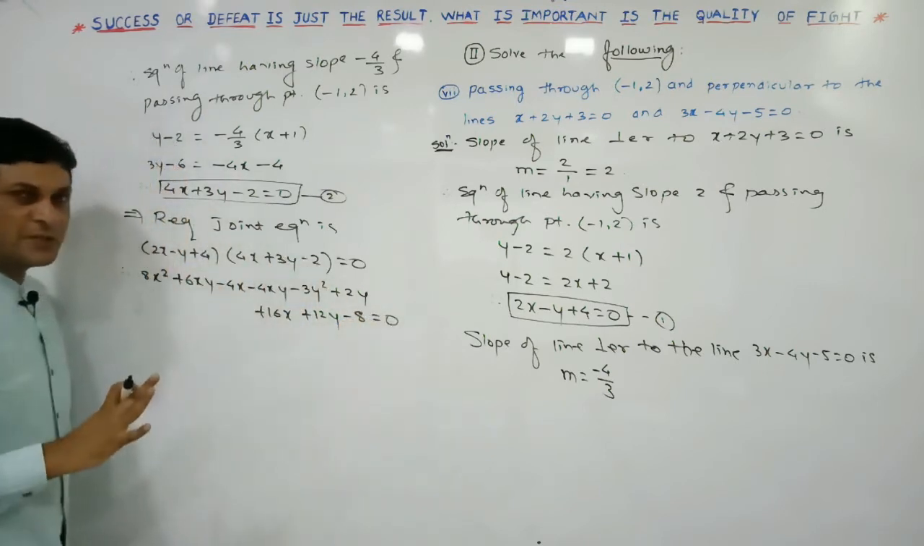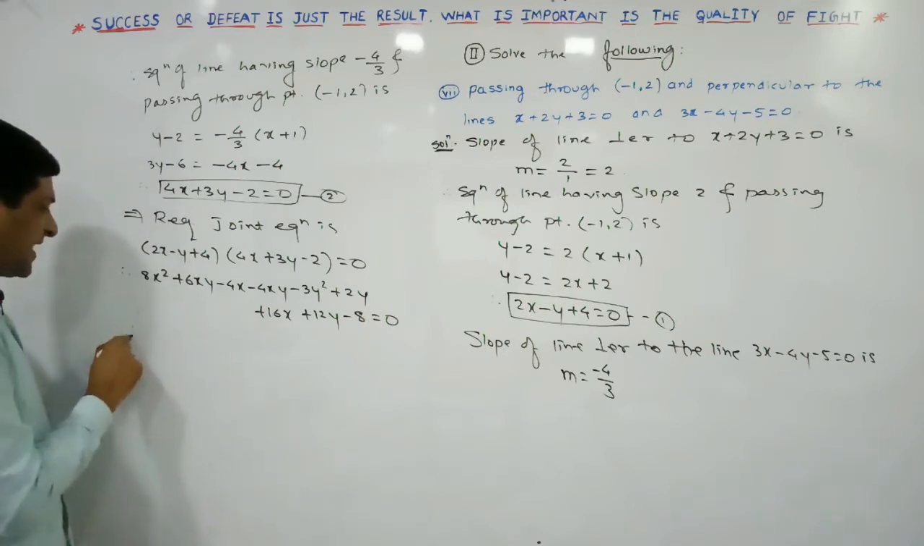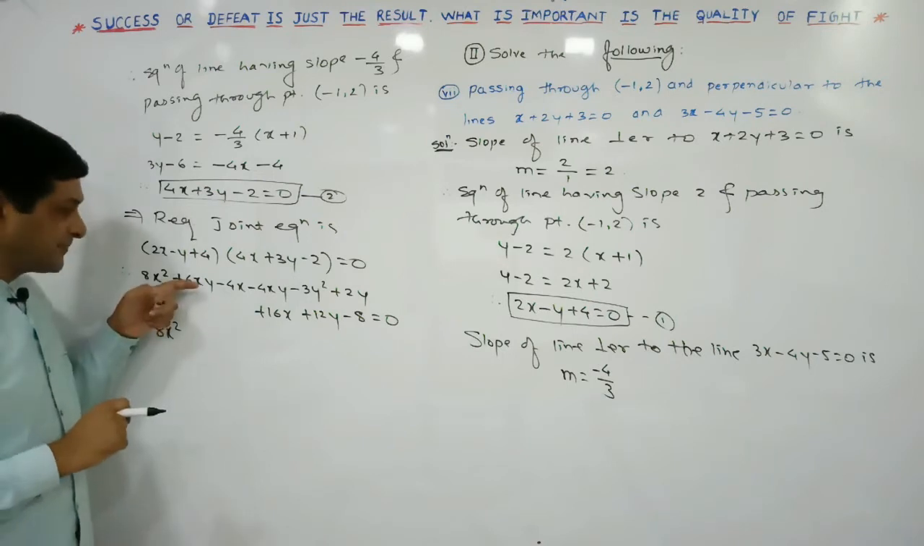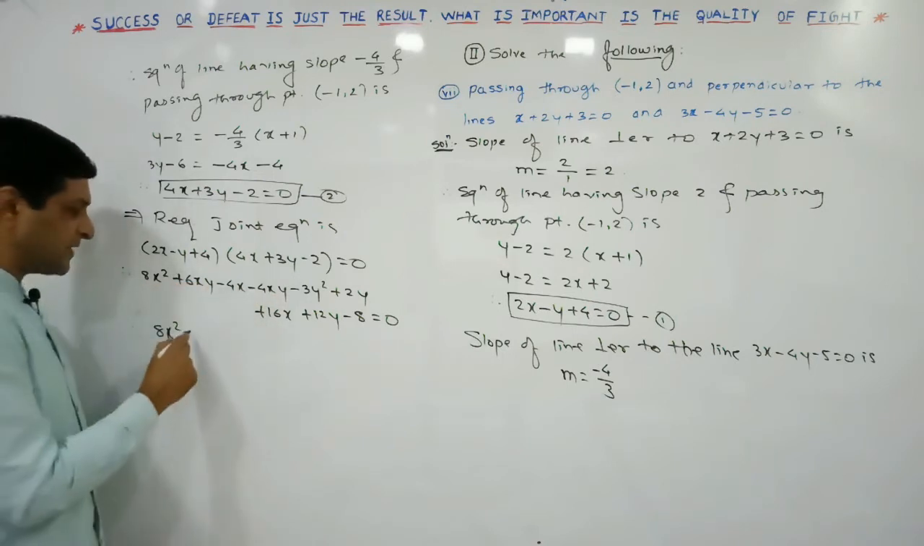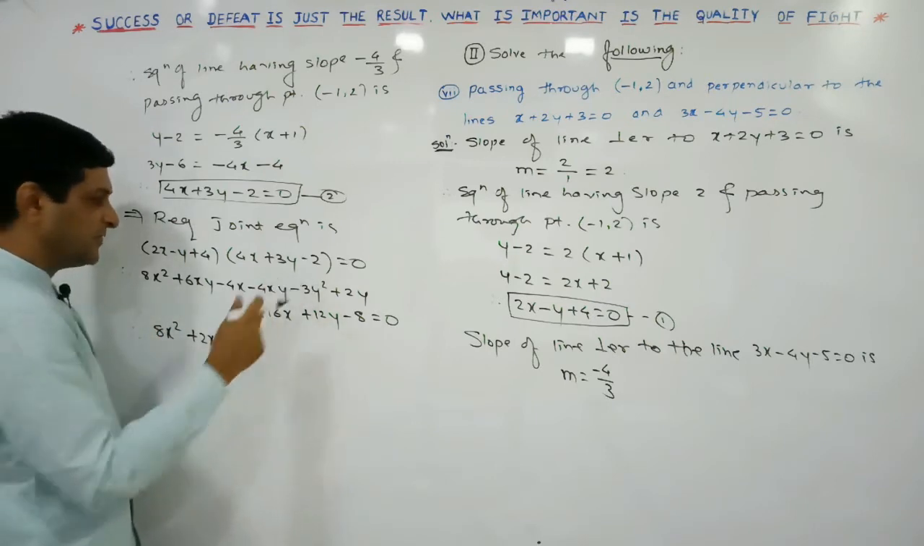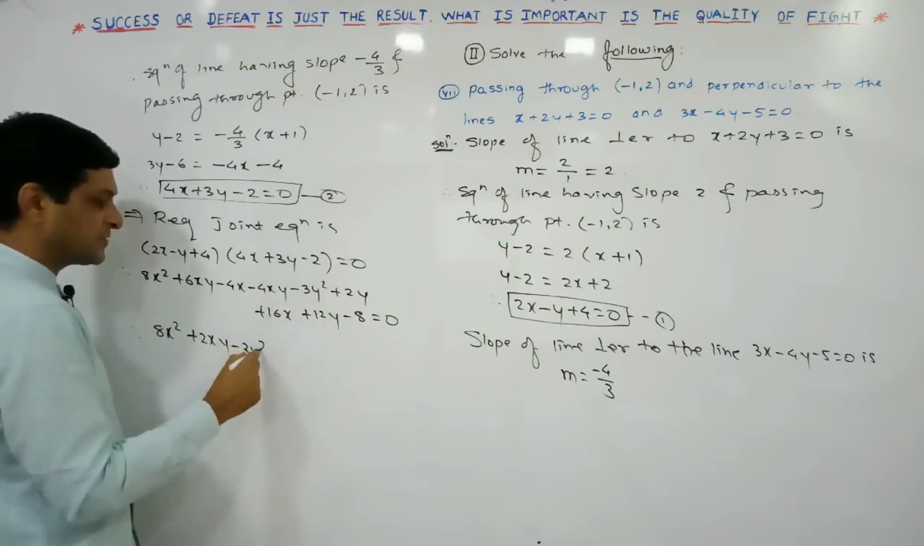In this way we have got the equation. Now let us try to simplify it. First write down the term of x square. Then collect the terms of xy. 6xy minus 4xy will be equal to 2xy. Then collect the terms of y square. Only one term of y square is there, that is minus 3y square.